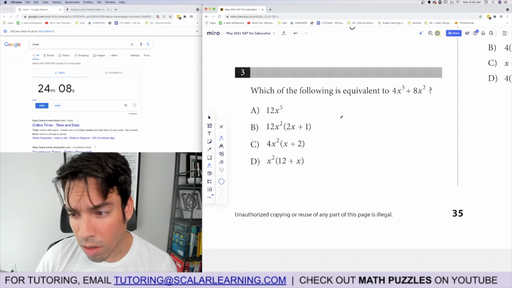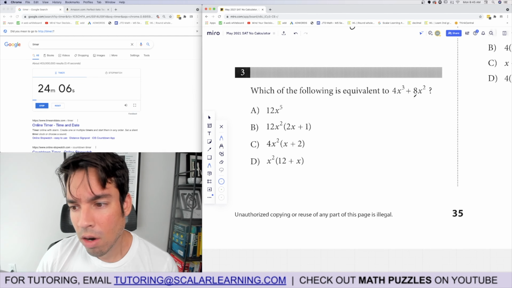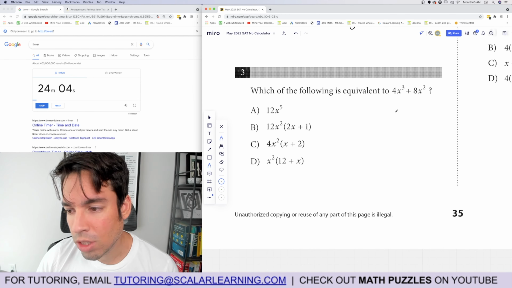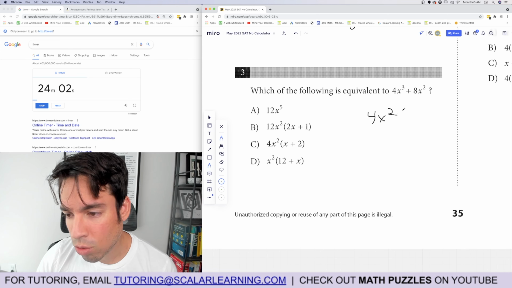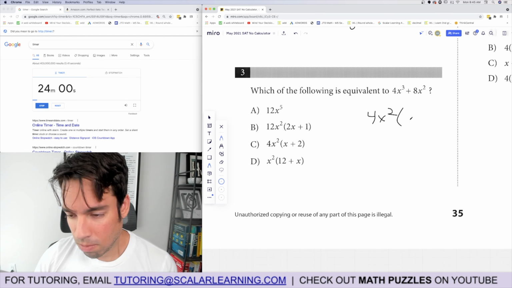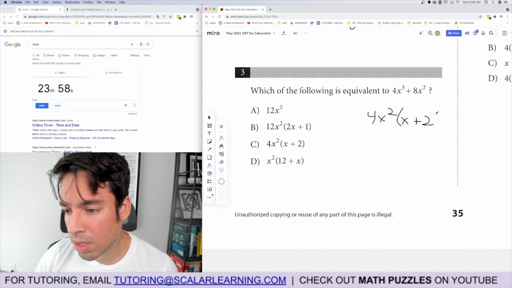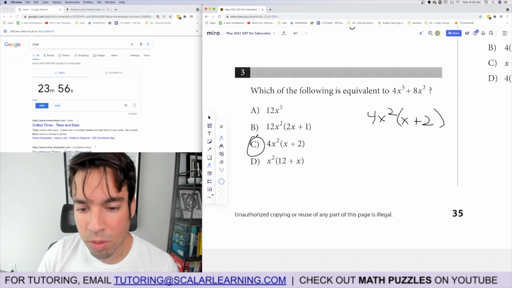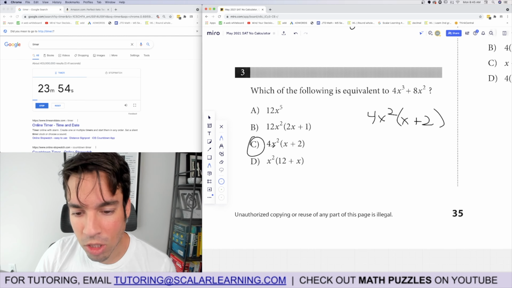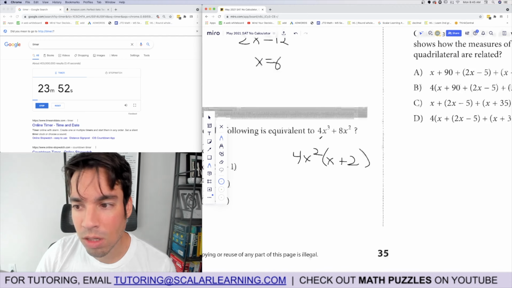3. Which of the following is equivalent to this? All right, so what they've done is they factored it. My assumption is you can factor out a 4x squared. That's the GCF. What's left inside would be x plus 2: 4x squared times x plus 2, boom, done. And if you redistribute it just to make sure, 4x cubed plus 8x squared, double verified.